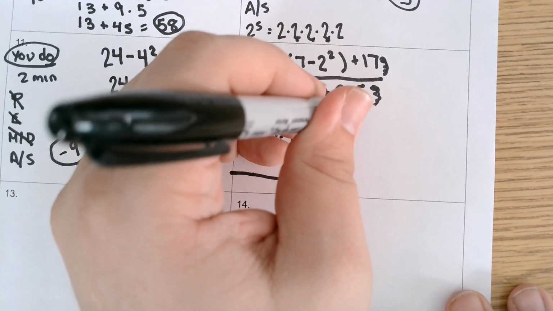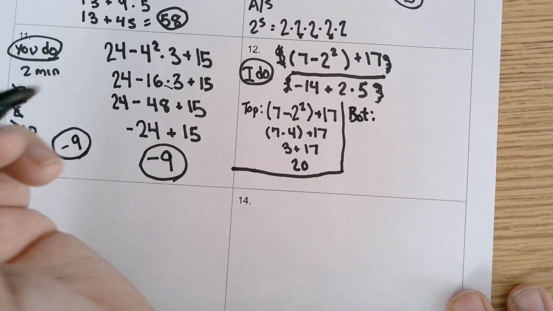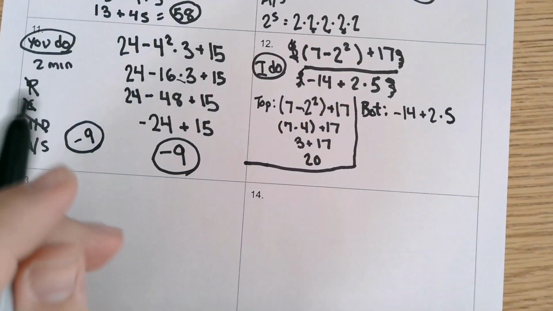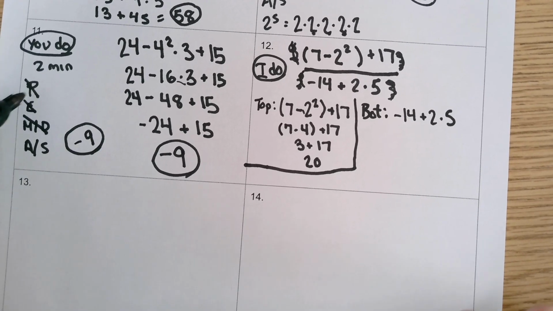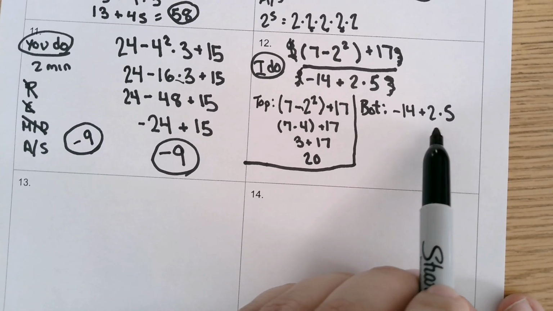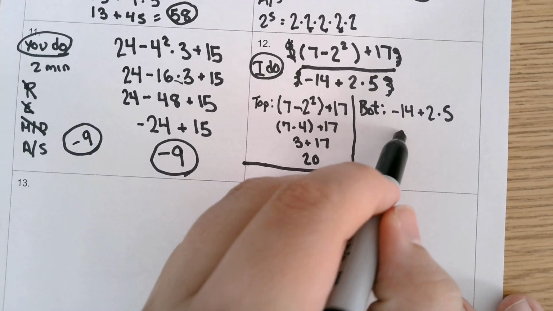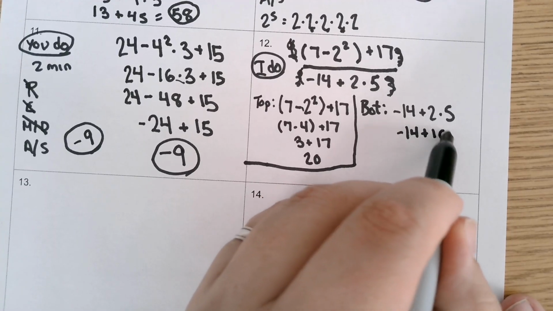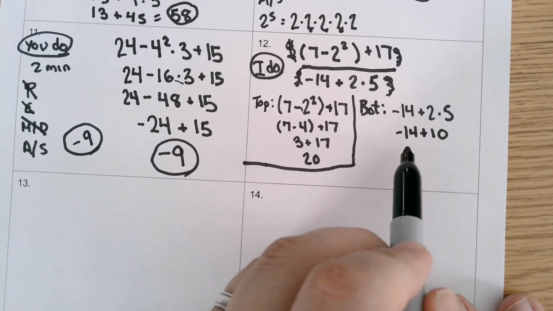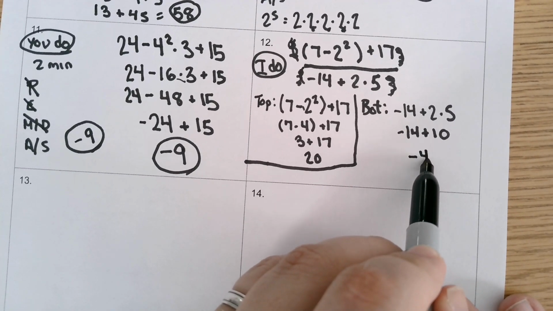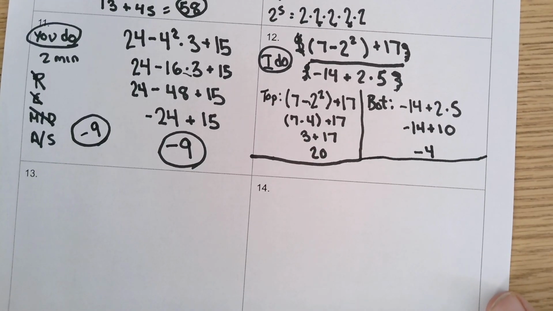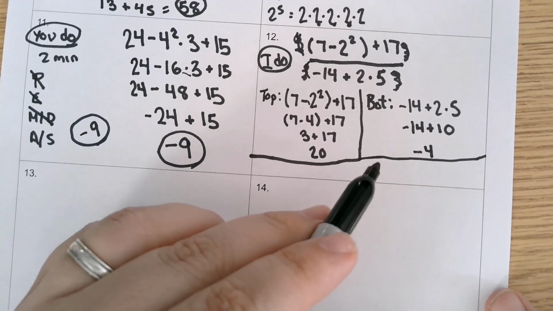Now I go and settle my denominator. My denominator, negative 14 plus 2 times 5. I go back to PEMDAS. Parentheses, none. Exponents, none. Multiplication and division going from left to right. Right here. 2 times 5 is 10. Multiplication and division is done. Addition and subtraction. Negative 14 plus 10 is negative 4. Okay? So I've now found my numerator and my denominator in 20 and negative 4.